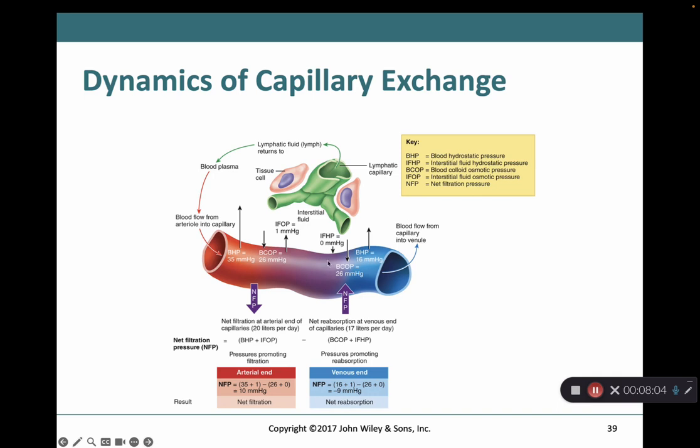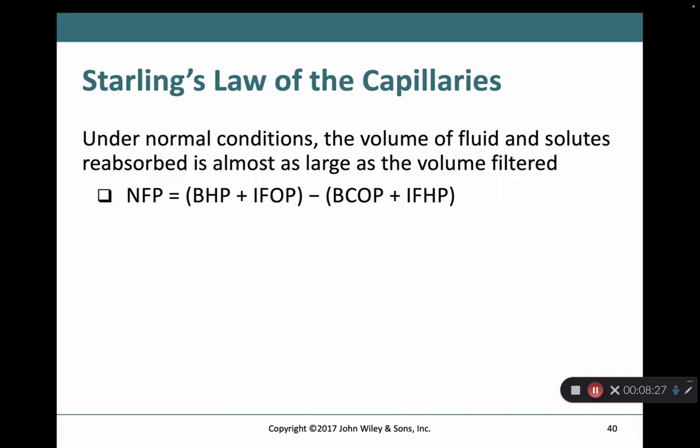Now we have our oxygen poor blood here because of net reabsorption at the venous end. Okay, so now we're getting our carbon dioxide and any wastes being pushed back into the capillary, and then it flows into the venule, then the vein, then to the heart, then to the lungs. Okay, so this is known as Starling's law of the capillaries. Okay, so this states that under normal conditions, a healthy person, the volume of the fluid and solutes that is reabsorbed is almost as large as the volume that is filtered.